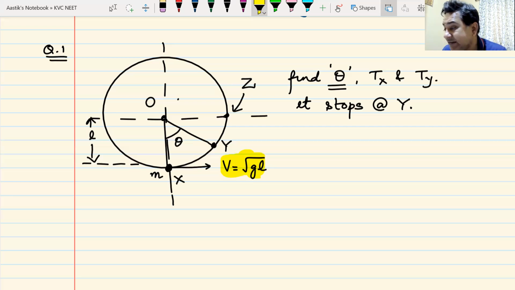Yes, and the answer is that it does not reach point Z, which is the middle point, because the velocity is less than root of 2GL. I have given it root of GL. If it was root of 2GL, it would have reached the point. Root of GL is less than root of 2GL, and therefore it does not reach the point Z. Do we understand this? Can I have some raise hand that we understand this?